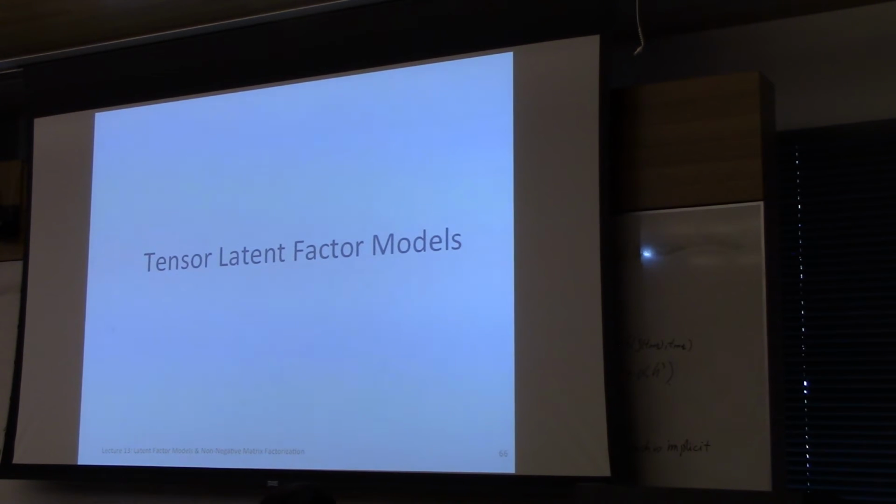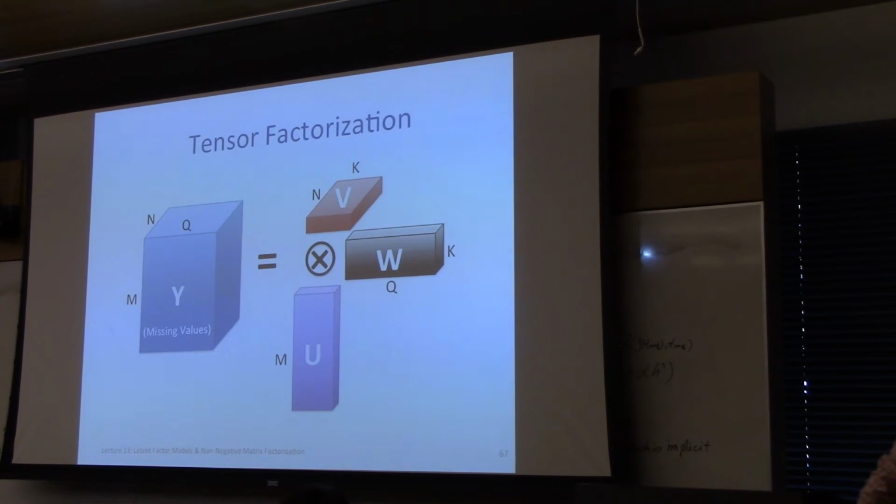Okay, so for the final few minutes, actually the final one minute, I want to talk about tensor latent factor models. Tensors are a higher order generalization of matrices. So this is a 3-tensor, and a matrix is a 2-tensor. What does that mean? If a matrix is a 2-dimensional array, a 3-tensor is a 3-dimensional array, if you were to implement this as a data structure.